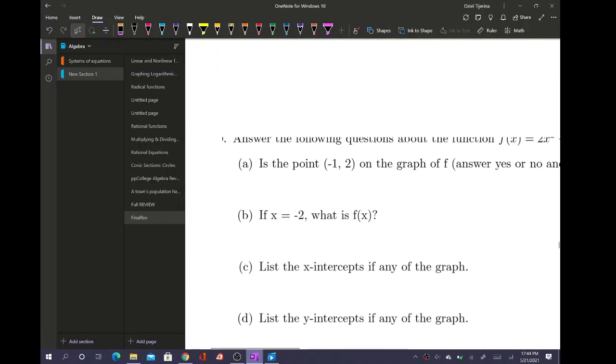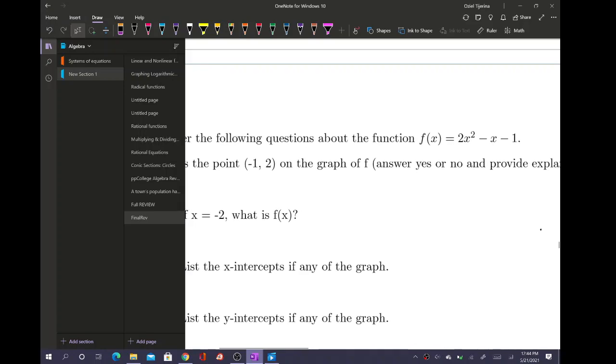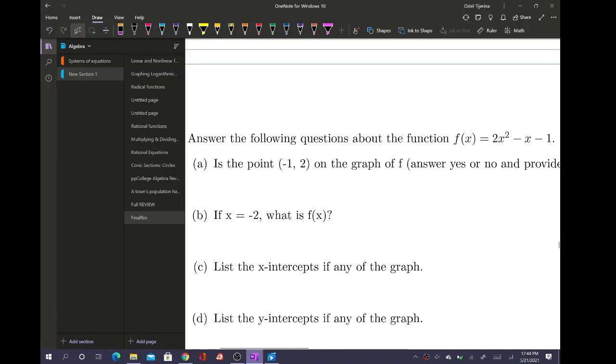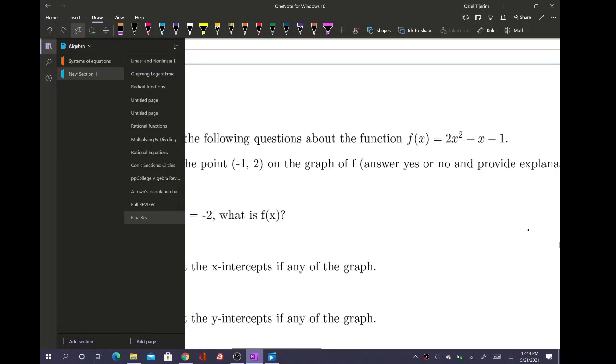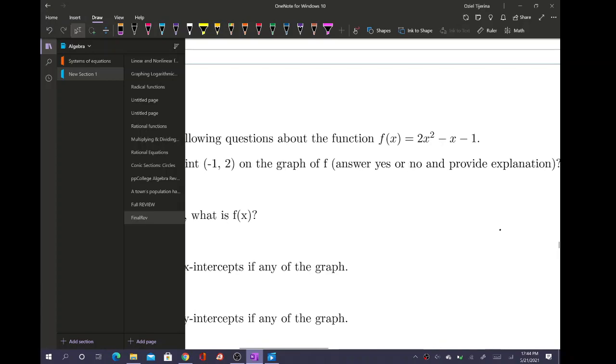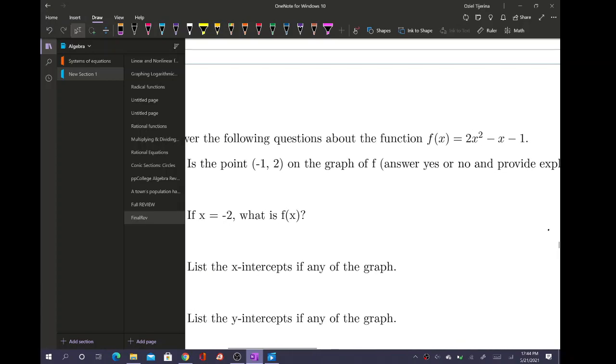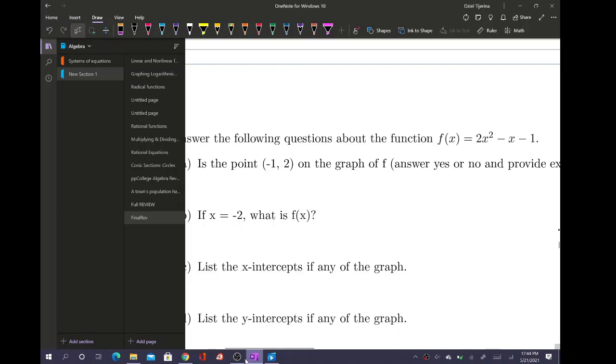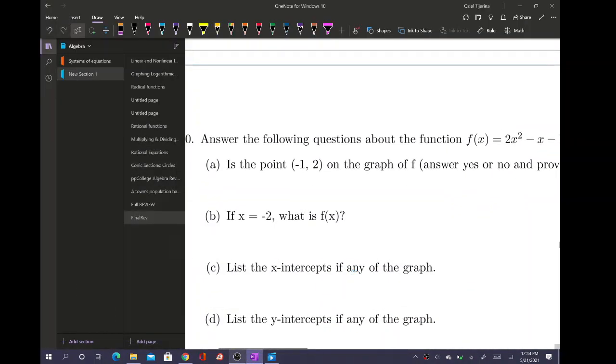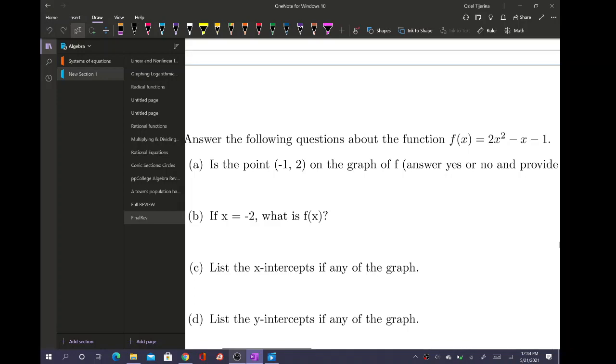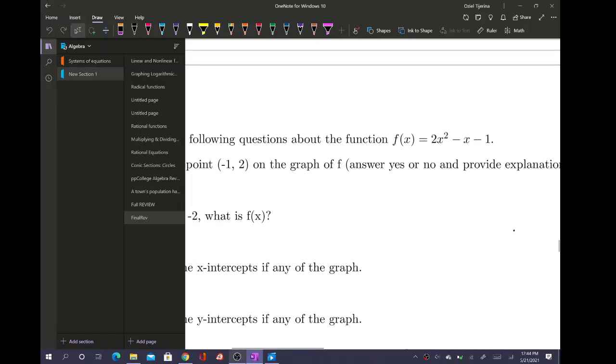We're on number 30. It says, answer the following questions about the function f of x equals 2x squared minus x minus 1. Okay. So the first one, it wants to know if negative 1, 2 is on the graph of f.